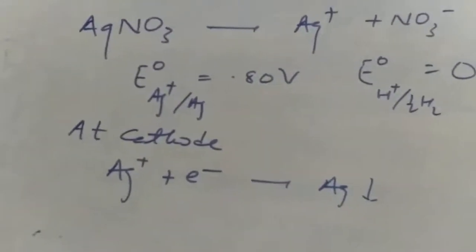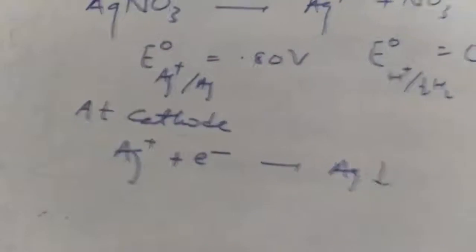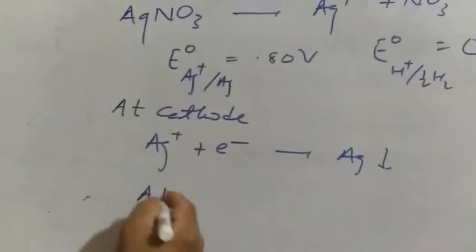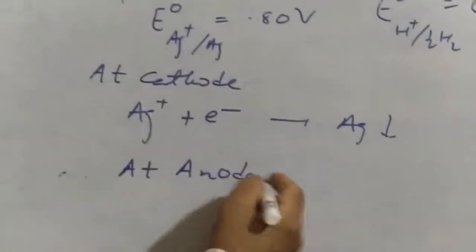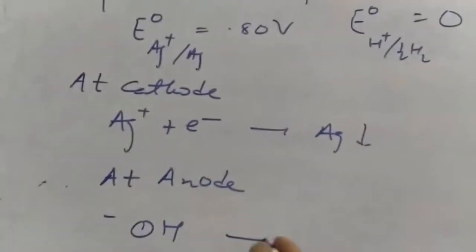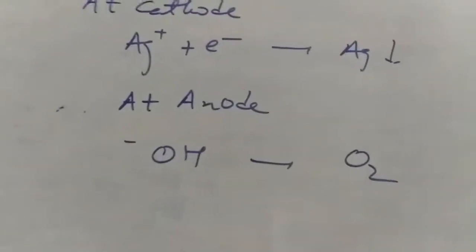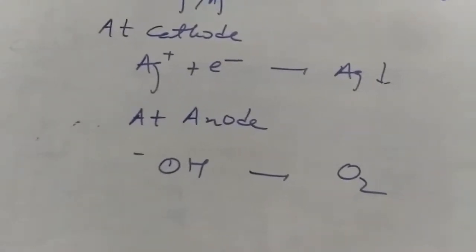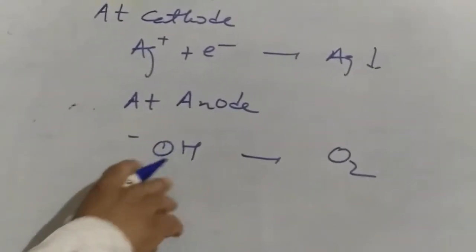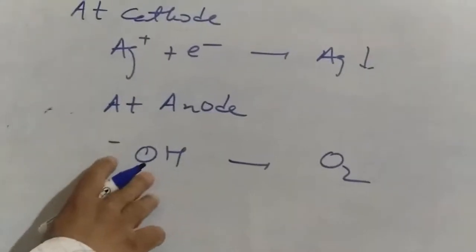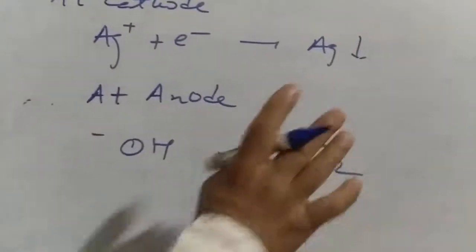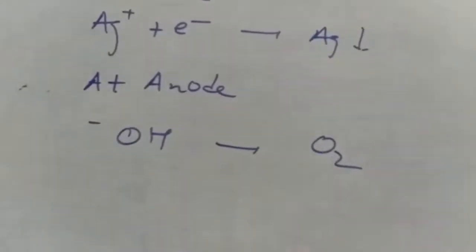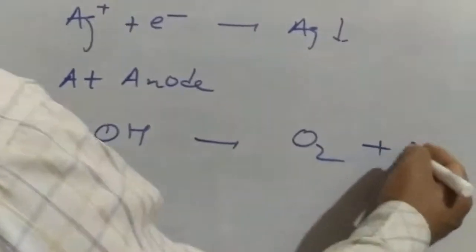Fine. Now at anode, the OH minus and NO3 minus both are rushing, but OH minus will be preferably oxidized. So OH minus will be oxidized to O2. Now this equation you can balance as you are balancing redox reactions. Fine. You can see in OH minus the oxidation number of oxygen is -2. Now -2 is converted into 0. So how many electrons are lost? -2 to 0, 2 electrons are lost. So you can write here 2 electrons.